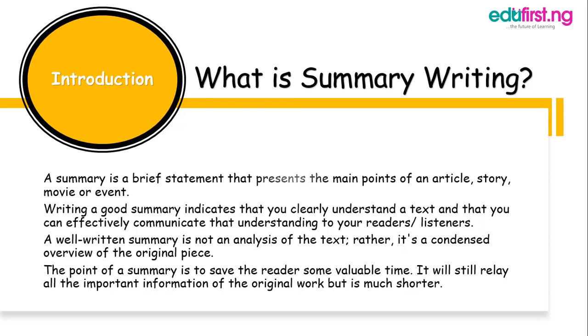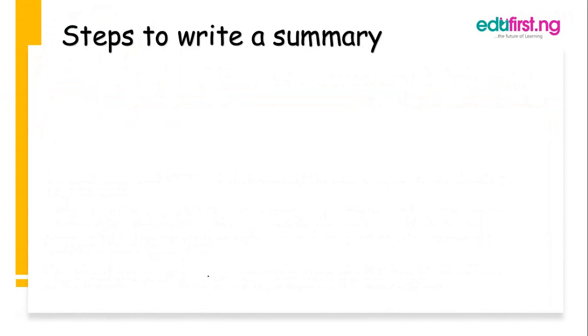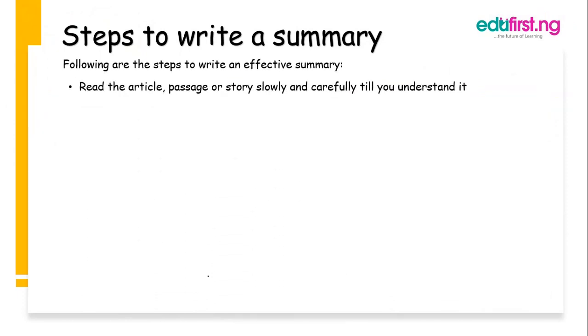Now, there are steps to writing a very good summary. The first one is to read the article or passage or story slowly and carefully till you understand it. If you do not understand what you read, then read it again. It's okay if you do not understand every word. Read it one more time. The goal is to become familiar with the main idea of the piece.